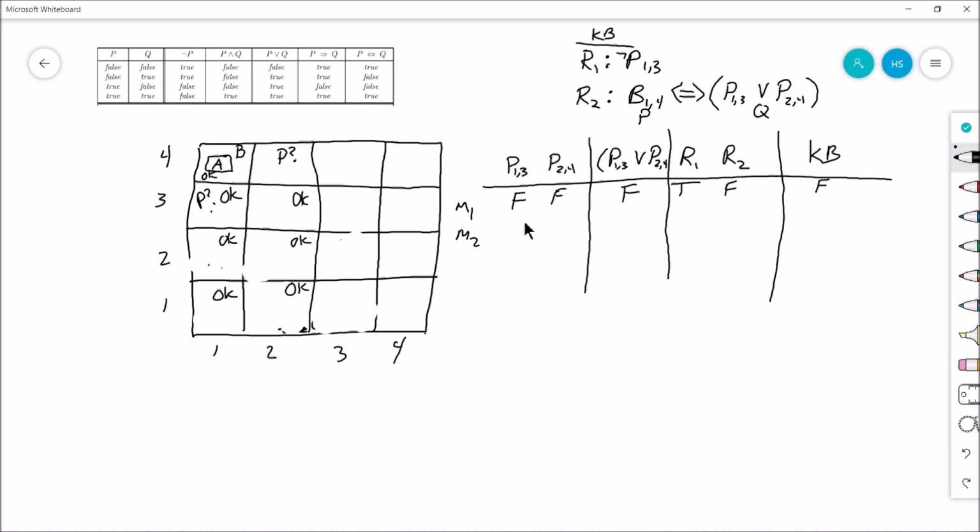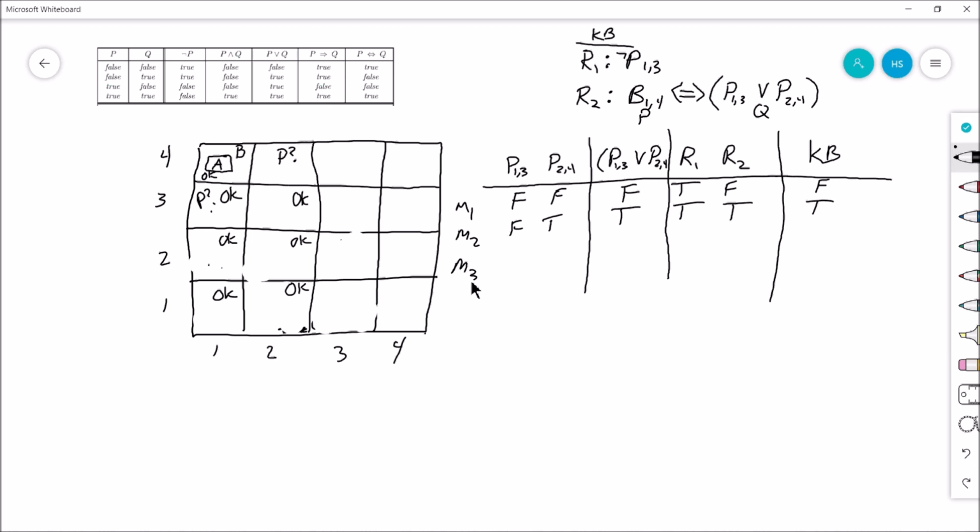Okay, now what about the next model? Well, in this model, let's assume there's no pit in 1-3, and then let's say that there's one in 2-4. Right, well then that would make this true. And so then the P part would be true, the Q part would be true. Okay, so R2 would be satisfied. Does that also satisfy R1? Yes, because not false is true. So this right here is a true knowledge base. Okay, so we're going to consider that one.